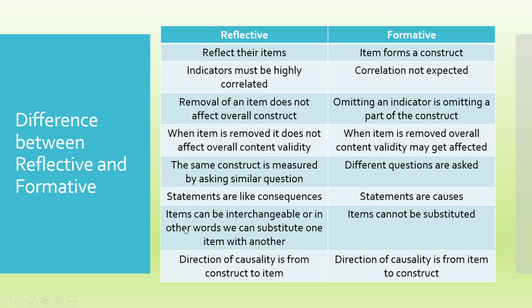In the case of reflective, items can be interchangeable, or in other words, we can substitute one item with another. For example, if it is not possible for me to measure or quantify this statement, I can definitely replace it with another statement. In the case of formative, items cannot be substituted. In the case of reflective, the direction of causality is from construct to item. In the case of formative, the direction of causality is from item to construct.